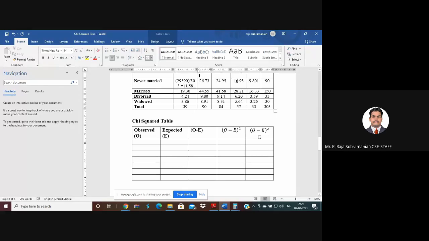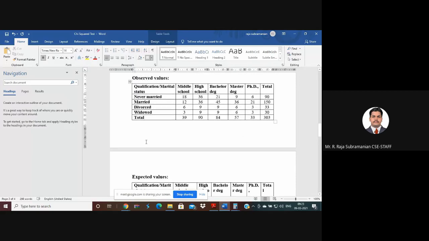Let us all follow the same values, right? We'll be following row by row. I'll start with the values like this. If I miss any values, please help me. Okay, 11.58. What is the next value? 26.73. Sorry, these are expected values. So let us finish the expected values first.